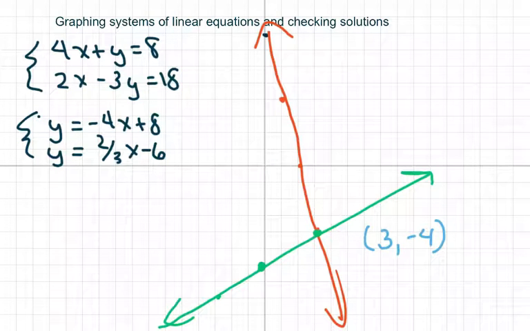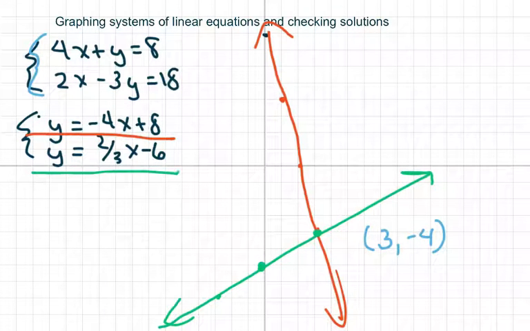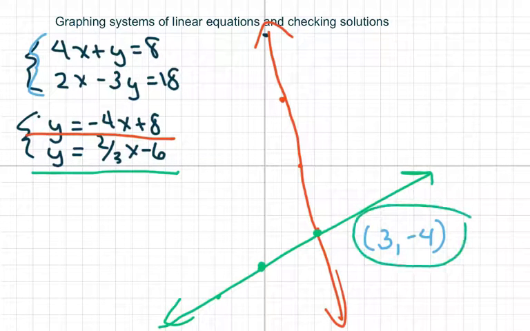Okay, we're going to graph the system of linear equations and check solutions. I took the liberty of rewriting this first system here into two equations. The first one, the red one, is here, and the green one is here, and I graphed them. And I estimated the solution to be (3, -4).